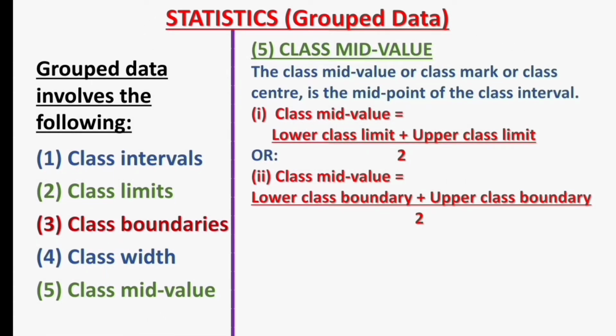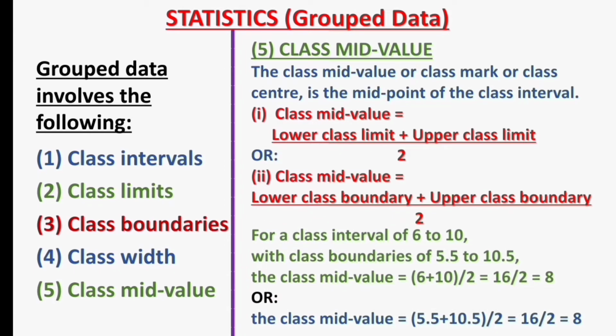Number 5, class mid value. The class mid value or class mark or class center is the midpoint of the class interval. We have two formulas for finding the class mid value. The first formula, the class mid value is equal to the lower class limit plus the upper class limit, divided by 2. While the second formula for the class mid value is the lower class boundary plus the upper class boundary, divided by 2.